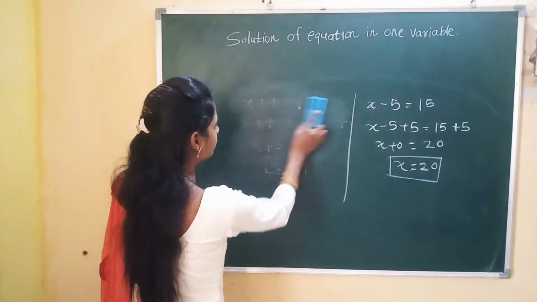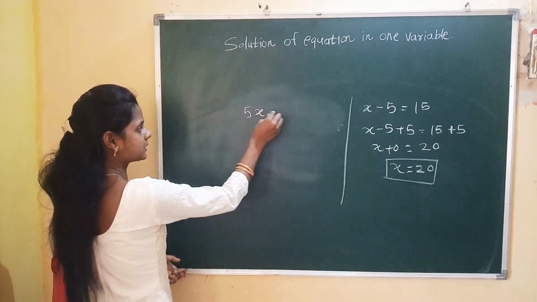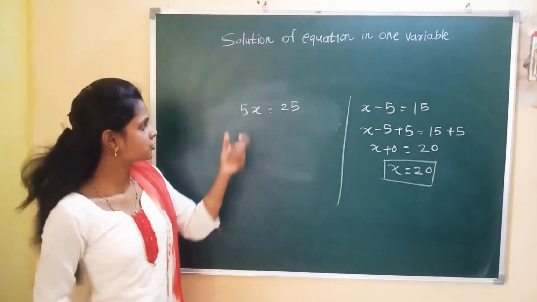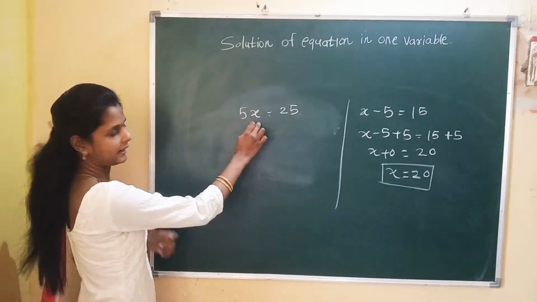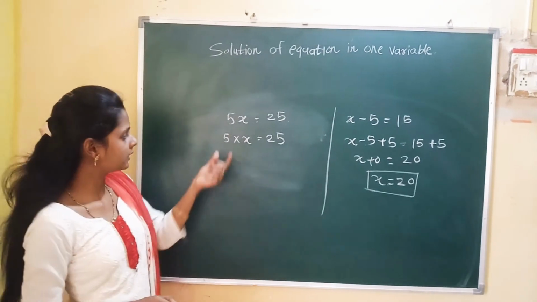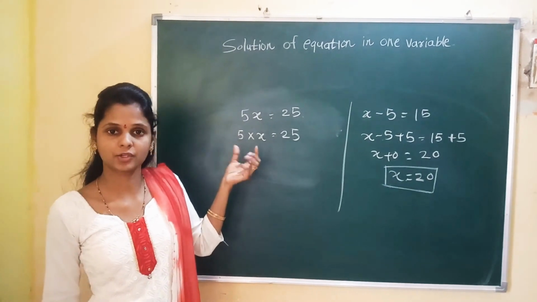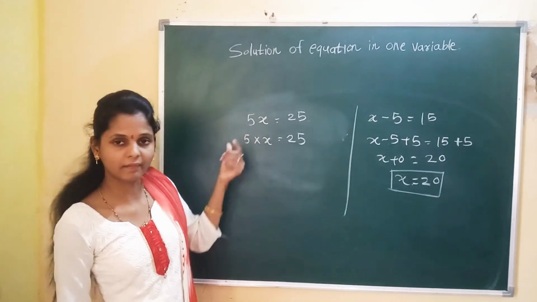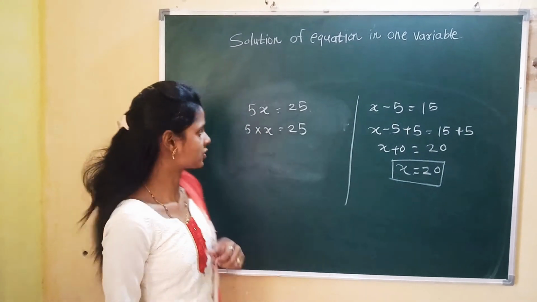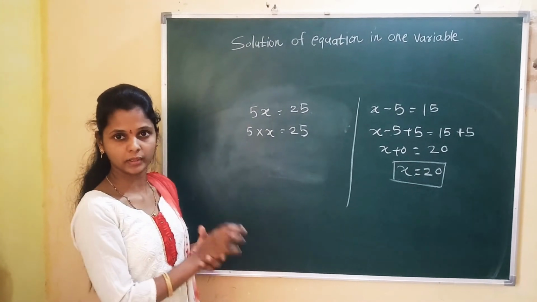Now let's see how to do it in the case of multiplication. Suppose I have 5x is equal to 25. Here the relation between 5 and x is nothing but 5 multiplied by x is equal to 25. So I have to cancel this 5, right? As 5 is in the form of multiplication, I have to do something so that this 5 will get cancelled. As you all know, division is the opposite of multiplication, right? So I have to divide by some number so that I will get 1 over here, not a 0.